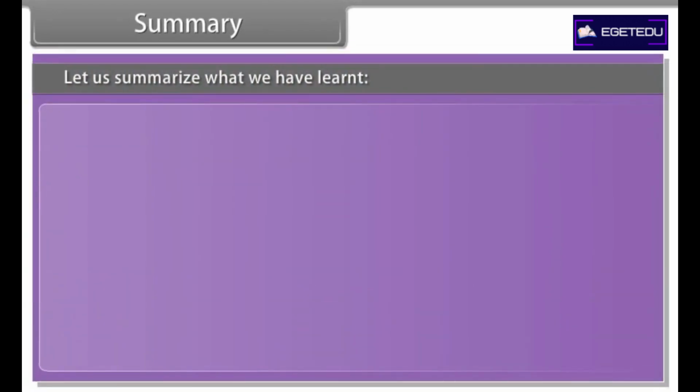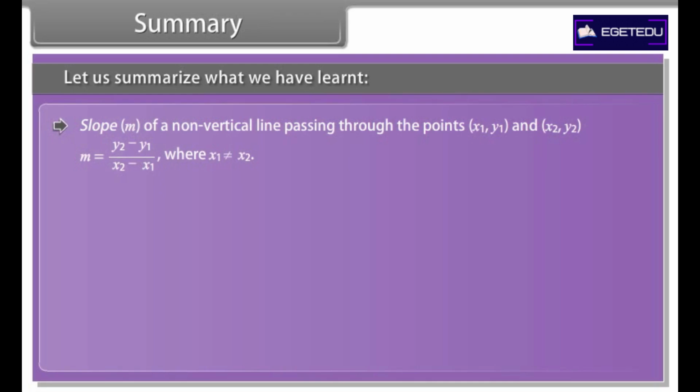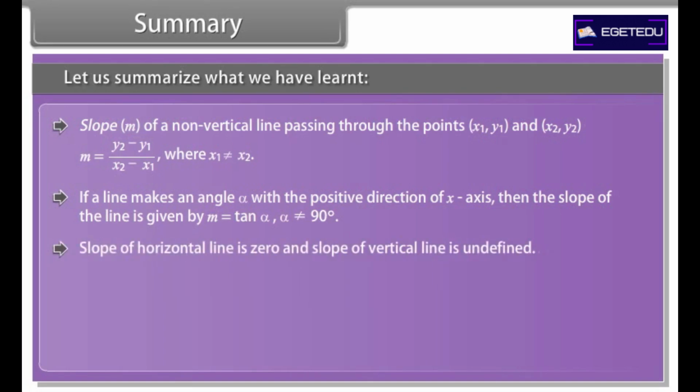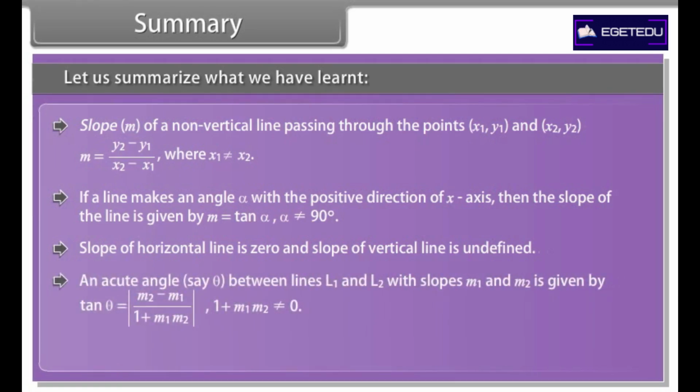Summary. Let's summarize what we have learnt. Slope m of a non-vertical line passing through the points (x1, y1) and (x2, y2). If a line makes an angle alpha with the positive direction of x-axis, then the slope of the line is given by m is equal to tan alpha. Slope of a horizontal line is 0 and slope of a vertical line is undefined. An acute angle between lines L1 and L2 with slopes m1 and m2 is given by the formula, provided 1 plus m1 m2 is not equal to 0.